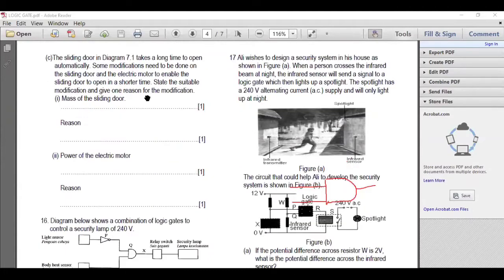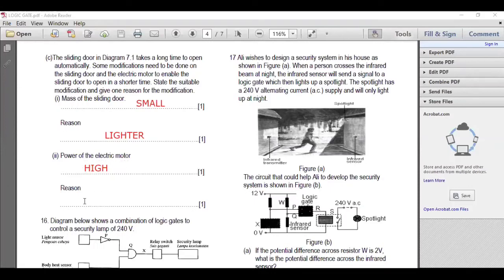Next, the sliding door in diagram 7.1 takes a long time to open automatically. Some modification needs to be done on the sliding door and the electric motor to enable the sliding door to open in a shorter time. State the suitable modification and give reason. The mass of the sliding door must be small, the reason being that it is lighter. The power of the electric motor must be high.